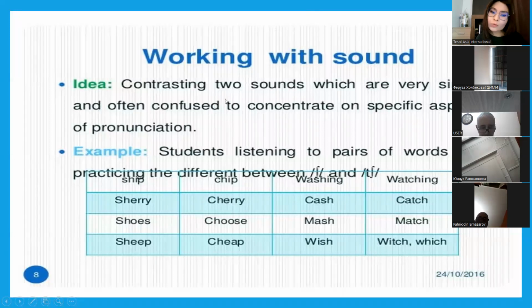In what way can we work with sounds? You can give matching, contrasting activities. As you can see here, to differentiate sh and ch sounds, tables are given. Of course, this table should stay empty. Then you can say the word to your students. They listen and they write in the correct column, sh or ch. And you can make this activity with all the sounds, of course, that can be similar.